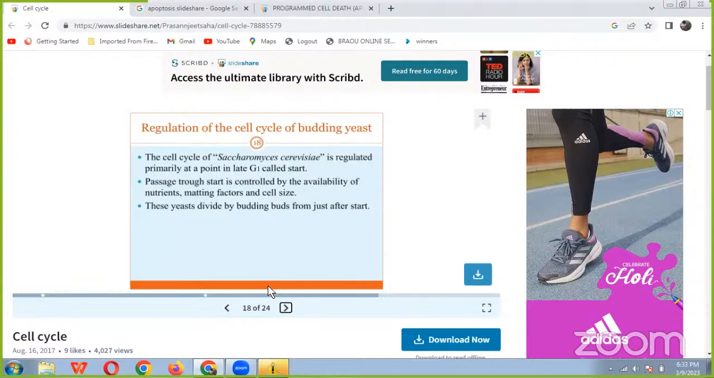Mainly the cell cycle is controlled by the serine tyrosine protein P34 CDC2. The subunit is also called cyclin. When the cyclin is attached, they can control the cell cycle.